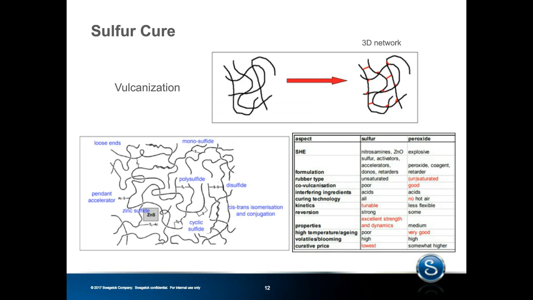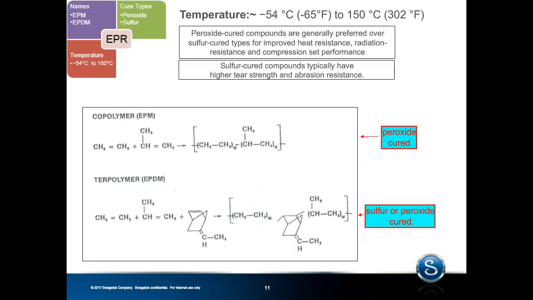Now there are some differences, and if I can go a slide back here, peroxide cured compounds are generally preferred over sulfur cured types for improved heat resistance, radiation resistance, and compression set, while sulfur cured typically have higher tear strength and abrasion resistance. So I don't want you to think that the only driving force is really the cost of manufacturing and the ease of sulfur curing. There are some differences between the two elastomer materials.